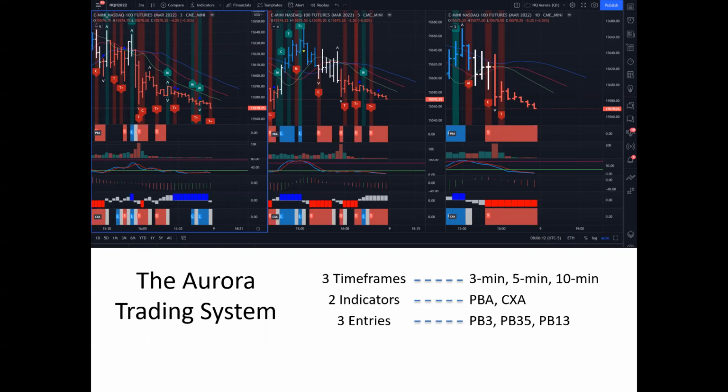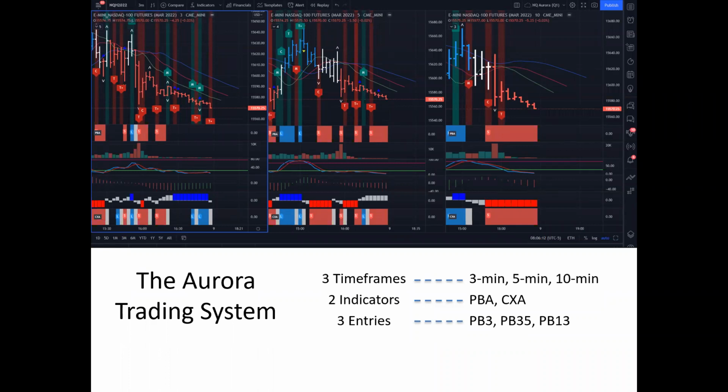Now, the Aurora trading system was built with a tremendous amount of flexibility and capacity. There are multiple other signals and signal combinations that can be used, and we've tested and validated and traded every one of them, every combination. The methods that we're teaching, that we've narrowed down to the 3 primary entries, the PB3, the PB13, and the PB13, is what we identified as our optimum level of trading performance.